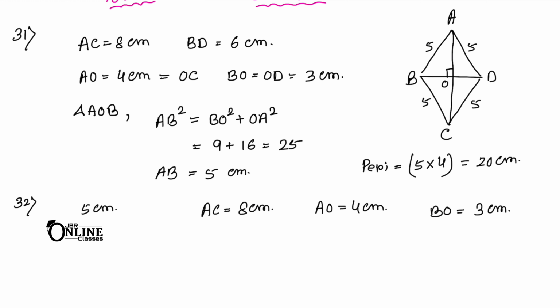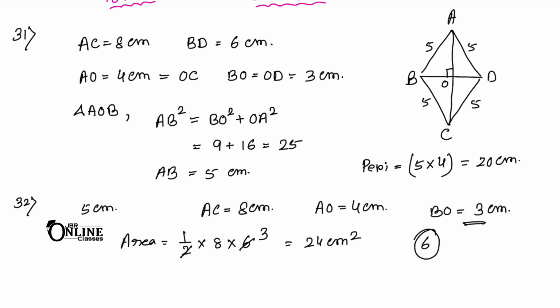Now you have to find the area. You know the formula, the area will be half into the product of diagonals. The first diagonal is 8 and the second one, as half is 3, definitely the full one is 6. So half into 8 into 6 is 24 centimeter square, which is your answer. So the first answer, the length of the other diagonal, is 6 centimeter, and the second answer, the area of the rhombus, is 24 centimeter square.